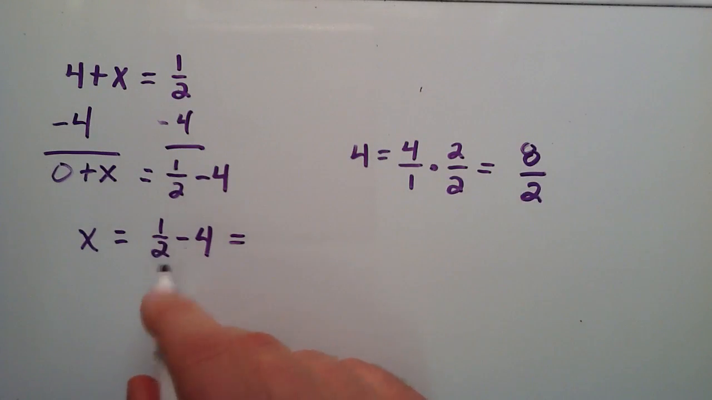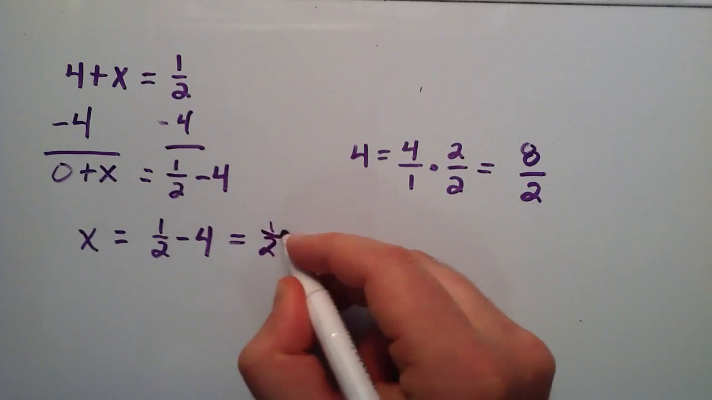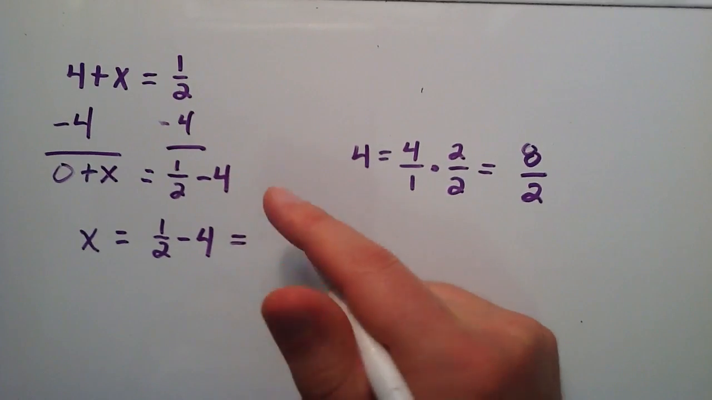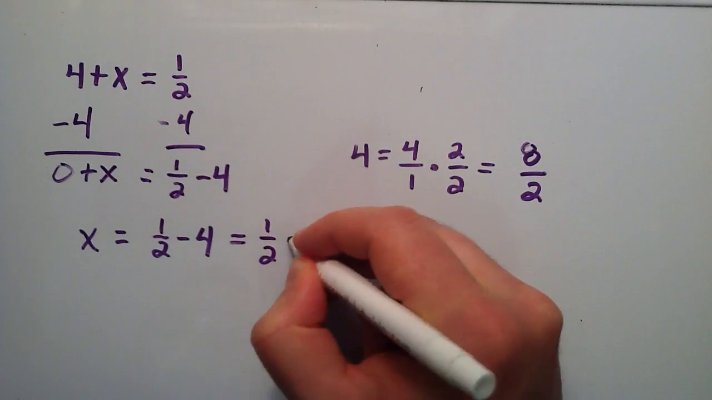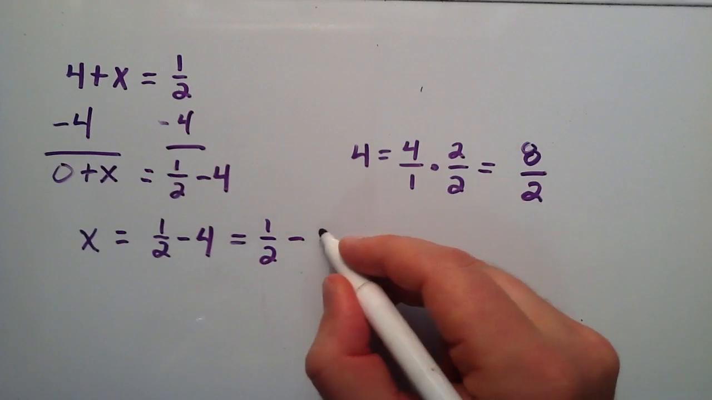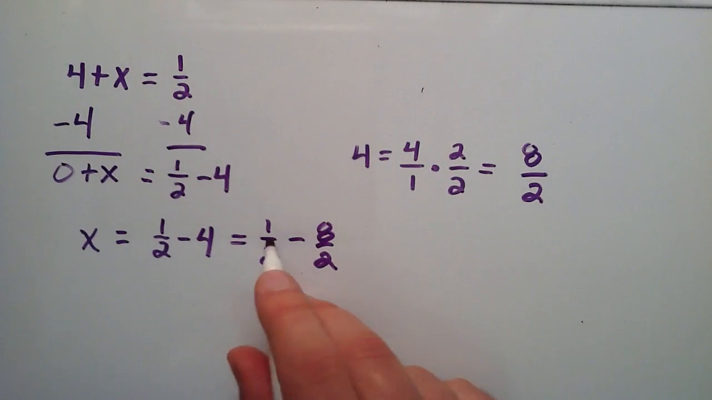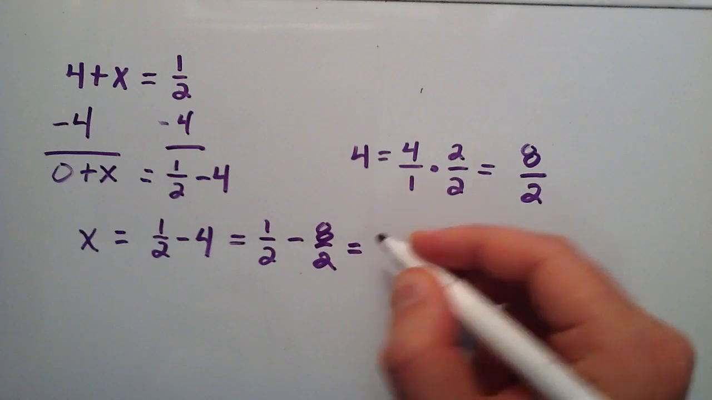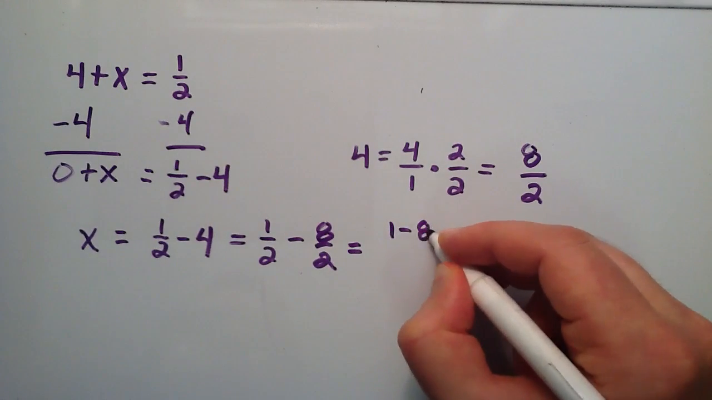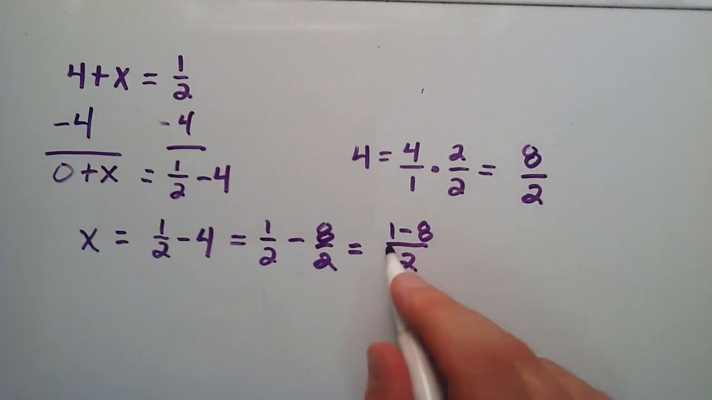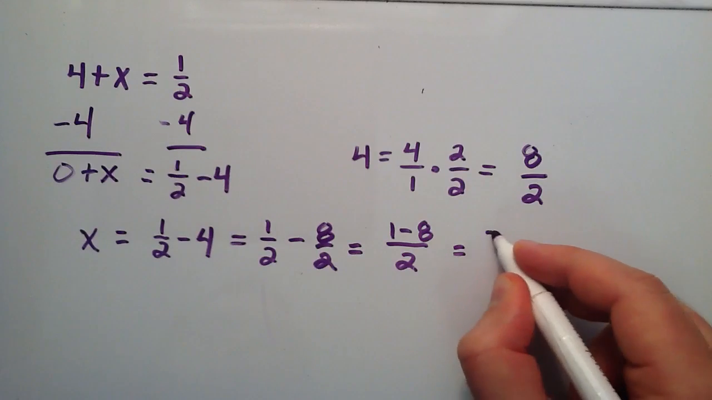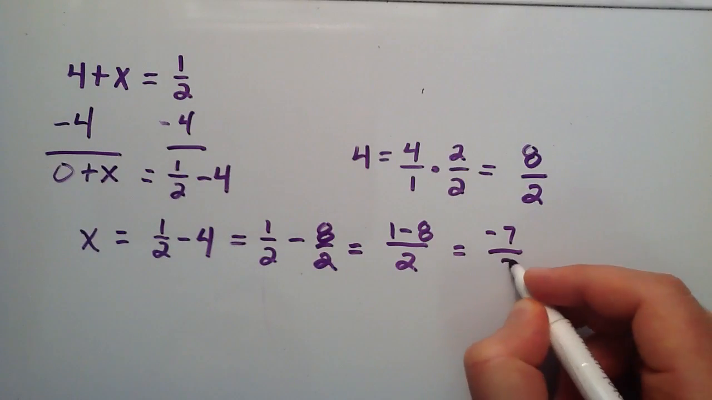So then we have 1/2. Just rewrite that a little bit neater here. 1/2 minus 4 is equal to 1/2 minus 8 over 2. And then we just simply combine the numerators here. So this is equal to 1 minus 8 over 2. And 1 minus 8 is equal to negative 7, and that's over 2.